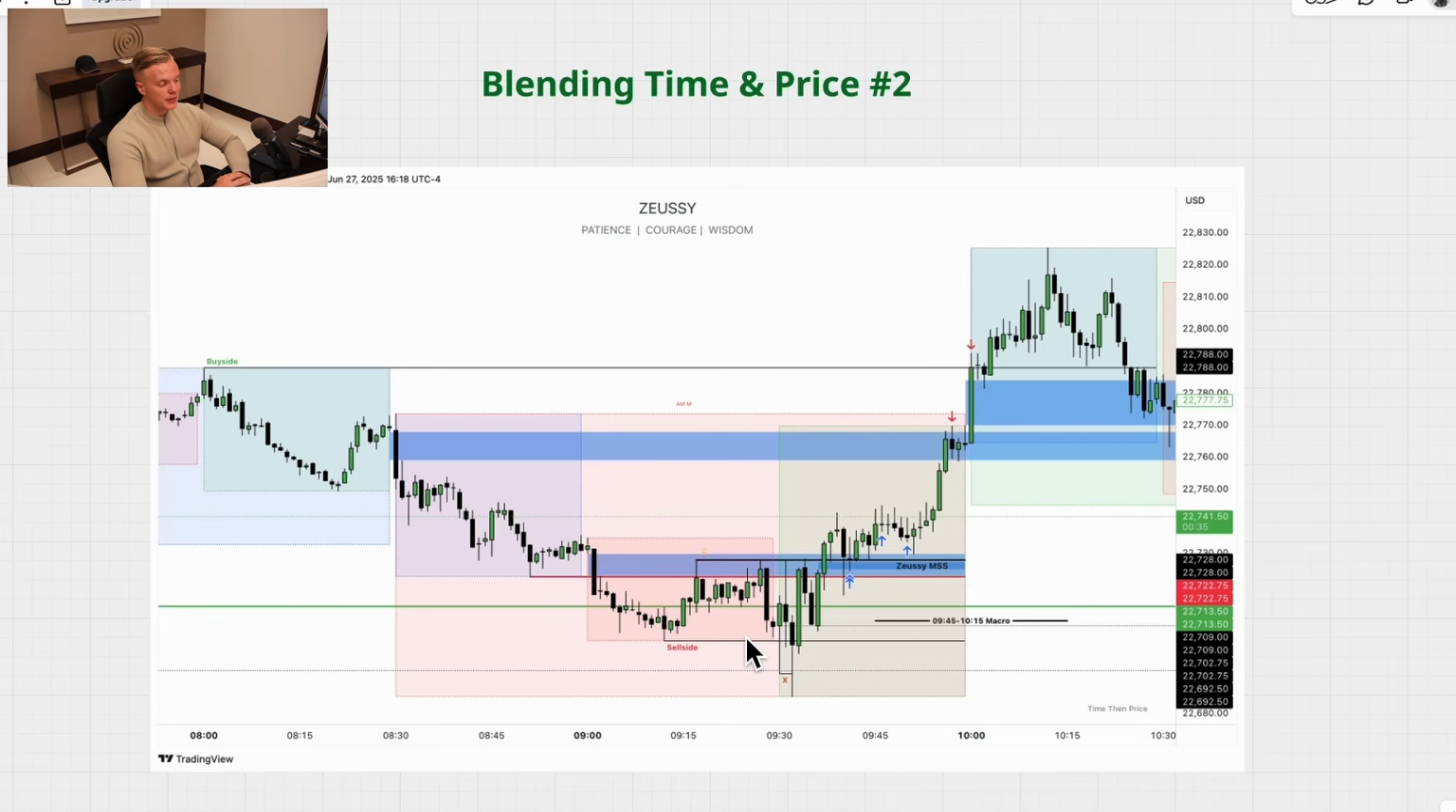So what do you see? Again, market structure shift pattern. Are you beginning to get the light bulb moment? And I always highlight the market structure shift pattern with a light bulb.